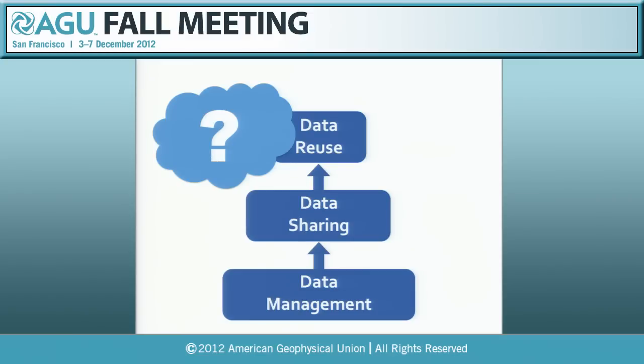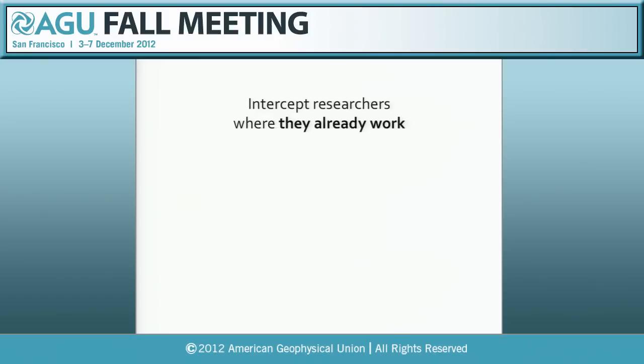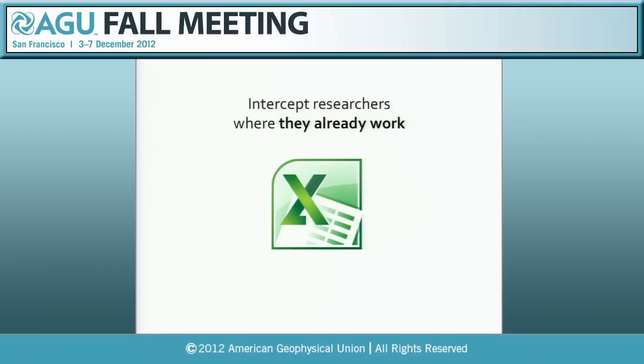So how do we get to this kind of good data management, good data sharing, good data reuse situation? And the idea is to intercept researchers where they already work, and for better or for worse, that's in Microsoft Excel. So I talked to a lot of researchers at this conference last year, as well as a couple of others, and most of them use Excel at some point in their workflows. It's not often the end point, sometimes it's not the starting point, but it's usually there in the workflow somewhere.